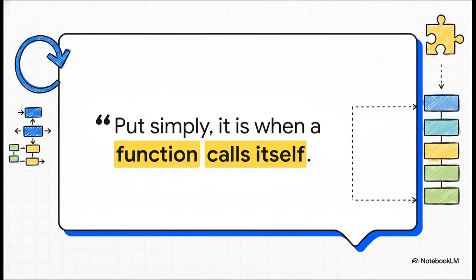And at its core, it really is that simple. But the implications, they're huge. See, instead of trying to solve a huge problem all at once, a recursive function just solves one tiny piece, and then it calls a brand new copy of itself to solve the next tiny piece. It is an amazing strategy for breaking down a big, intimidating problem into smaller, identical, and much more manageable chunks.